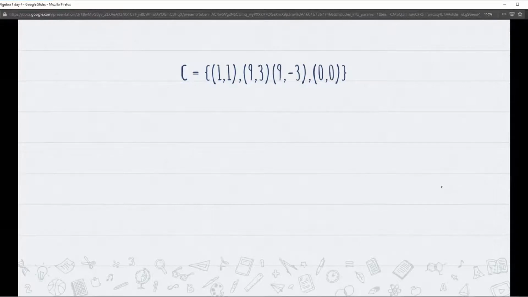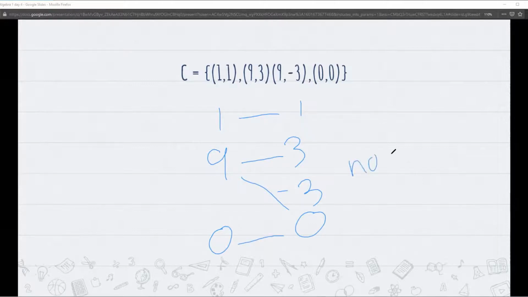For this one, we're going to write it out again, but this time we have two 9s. Again, don't need to write the second 9, don't need to duplicate it. But this wouldn't be considered a function, so it's not a function because the domain connects to two ranges and that doesn't work out.